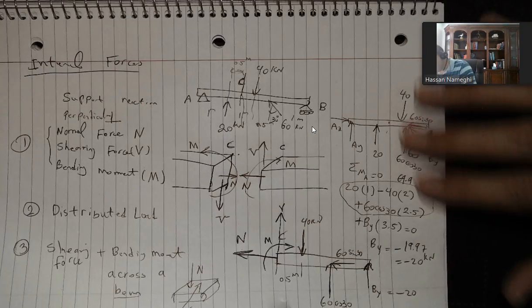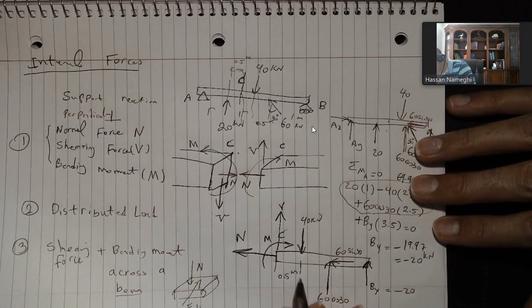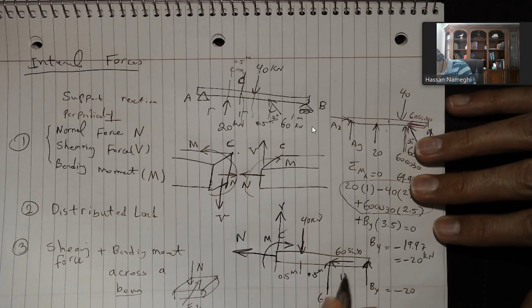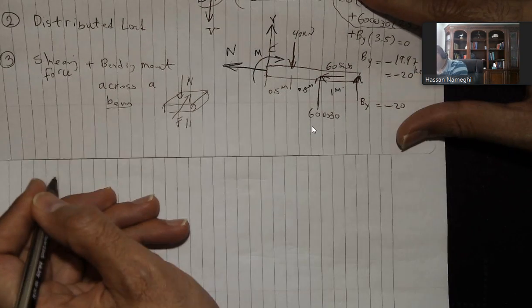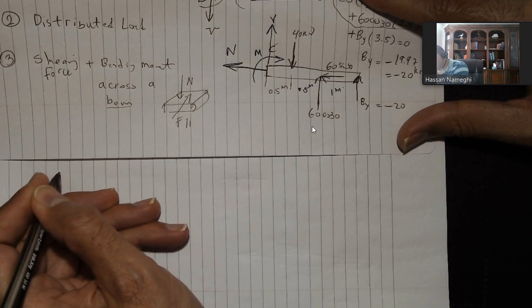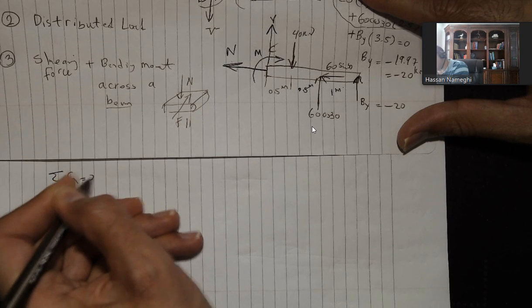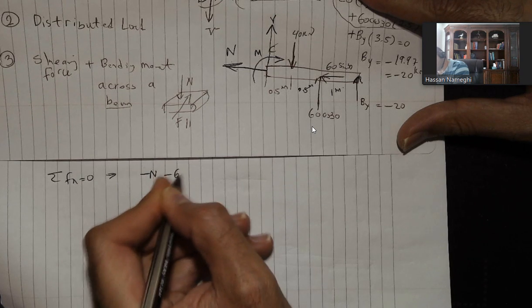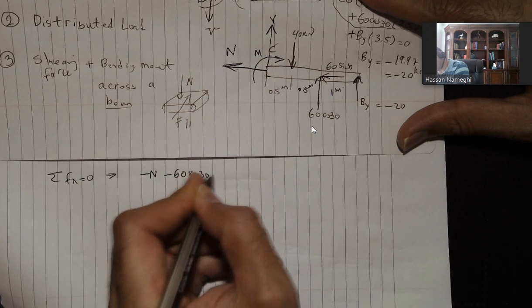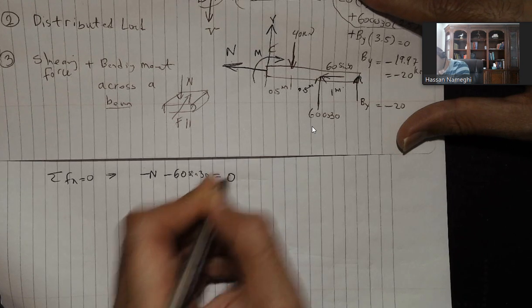Again, I need to have a little bit more distance. This is 0.5 meter, and then from there to here is 1 meter. So I'm going to use this diagram, so hopefully you can see the diagram. I'm going to start doing the equation. So sum of Fx equal to 0. On the x, I have minus N minus 60 sine 30 equal to 0.